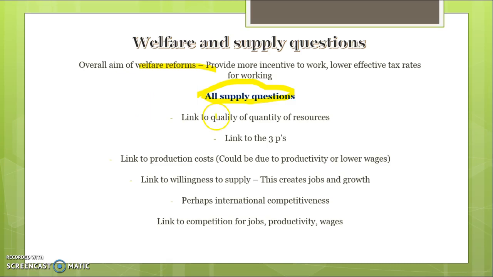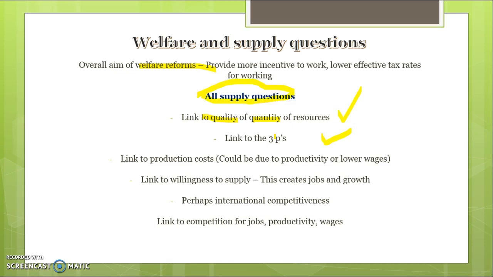You need to think about, does it increase the quality or quantity of resources? If it's something like education, it's probably both of them because more people will be part of the workforce. Other things might be more related to quality. Link it to the 3 Ps. Again, education or immigration, you can link it to participation. You can link it to productivity improving. And they're both going to boost aggregate supply.